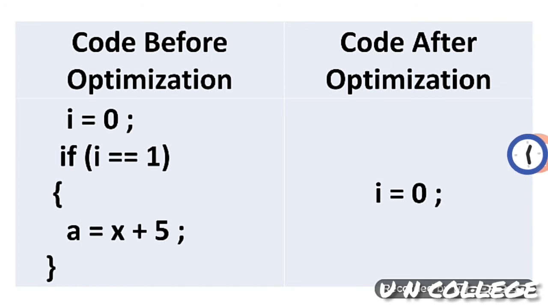It may happen that if you ask the user to input the value, then you will check the I value, then it's okay. But in this particular segment, we have not used any user input. We have used I equal to 0 directly, and after that we are checking if I equal to 1, which will never be executed, not satisfied. That's why that can be eliminated, because this is the dead code.